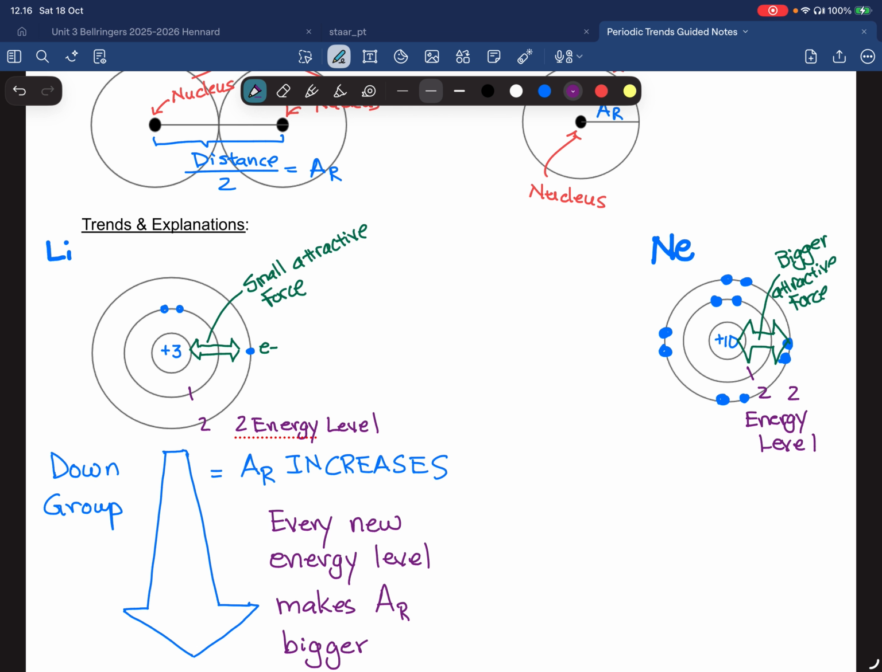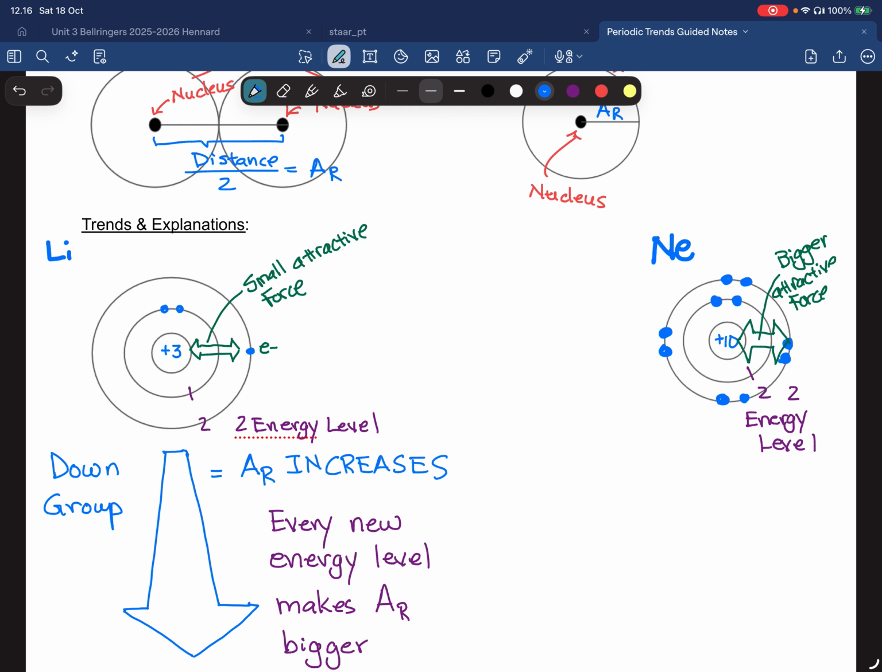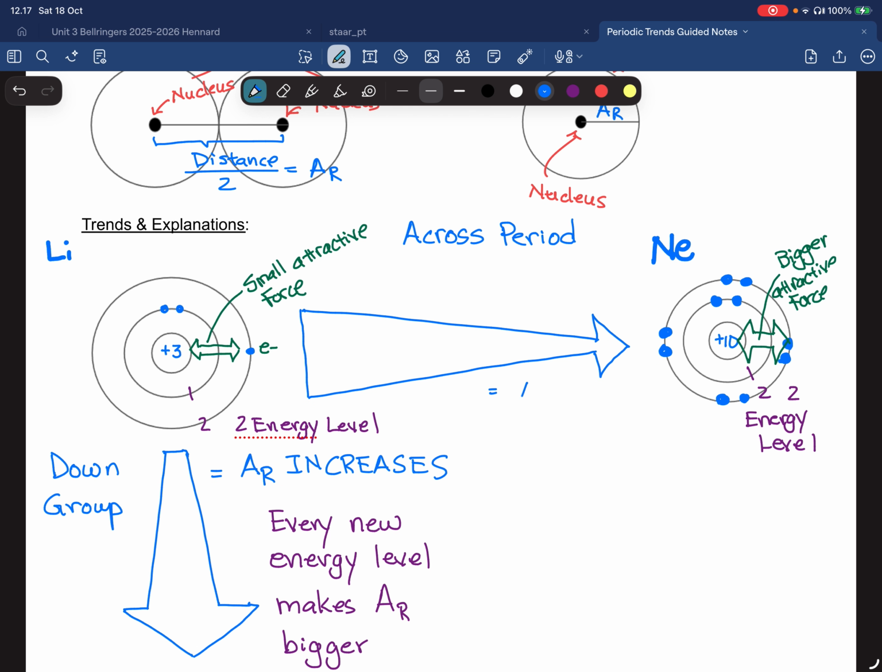So what happens is you get a bigger attractive force, so it pulls the valence electrons in closer to the nucleus. So as you go across a period, the atomic radius actually decreases and the atoms get smaller, right? So across a period, the atomic radius decreases.